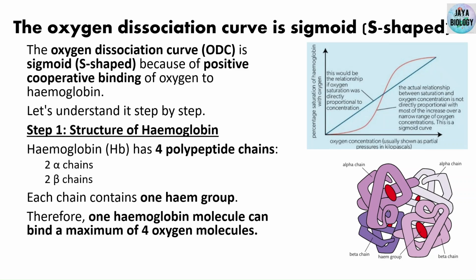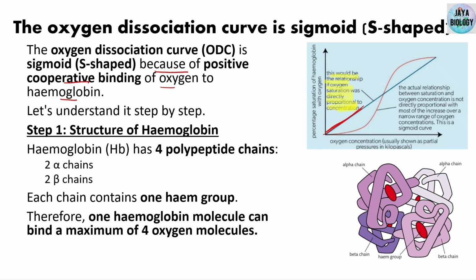So today we are going to study why the oxygen dissociation curve is sigmoid. First of all, the oxygen dissociation curve is sigmoid because of positive cooperative binding of oxygen to hemoglobin. Suppose it is not cooperative binding, and the relationship is directly proportional, then we would have got this straight line curve.